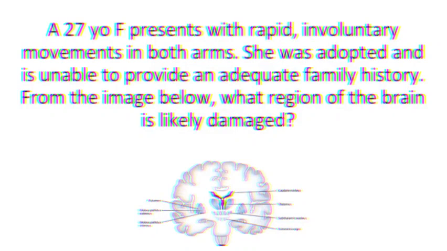So let's say a 27-year-old female patient presents with rapid involuntary movements in both arms. Now she was adopted and is unable to provide an adequate family history. From the image below, what region of the brain is likely damaged? So here we're looking at the basal ganglia.